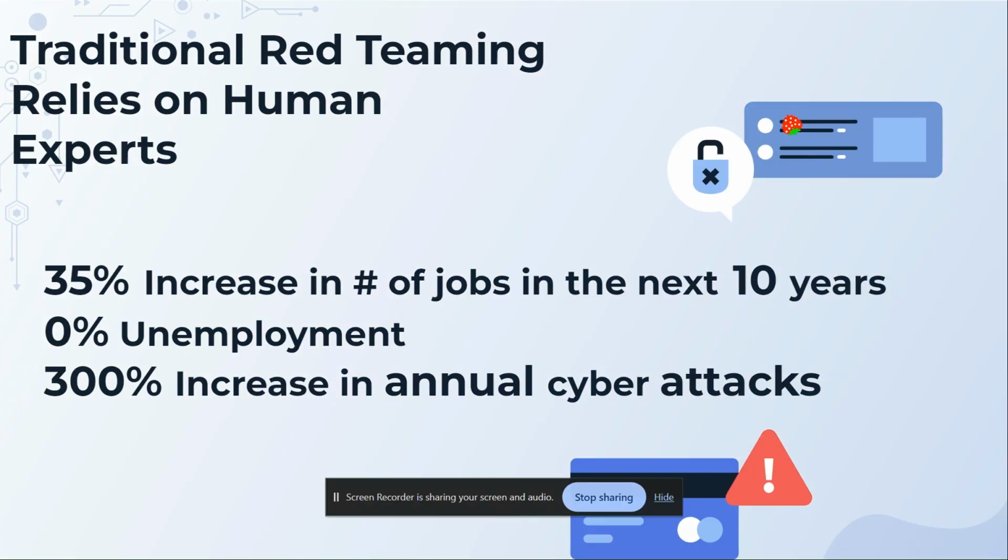So traditional red teaming relies on human experts. There's predicted to be a 35% increase in number of jobs in the next 10 years for red teaming. And this is with 0% unemployment in all of cybersecurity. And then annually, there is a 300% increase in annual cyber attacks. And over 10 years, that can be an exponential increase.